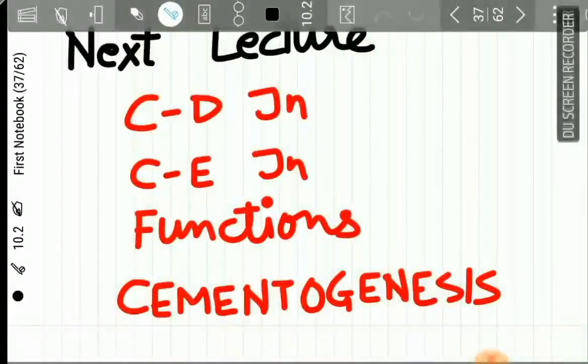In the next lecture, we will be studying about the cementodentinal junction, cementoenamel junction, the functions of cementum and cementogenesis.